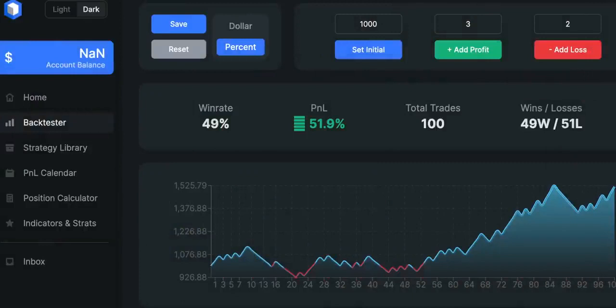Okay, so after 100 tests, the results are quite surprising, not gonna lie. I expected the win rate to be a bit lower, but it's actually 49%. And we increased our account size by 51.9%.